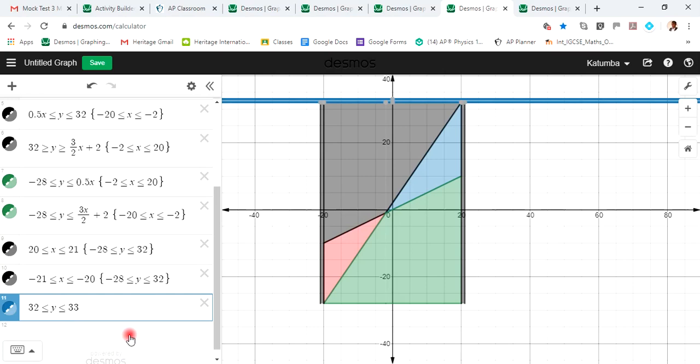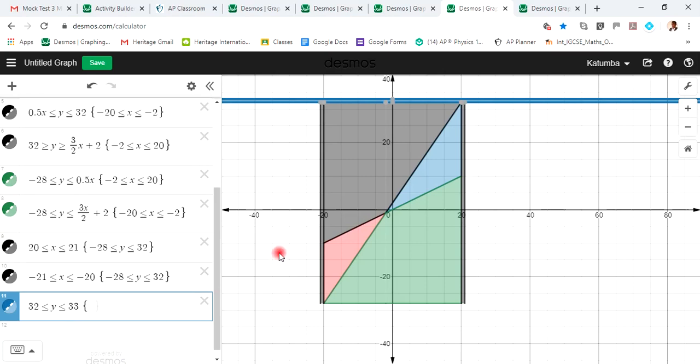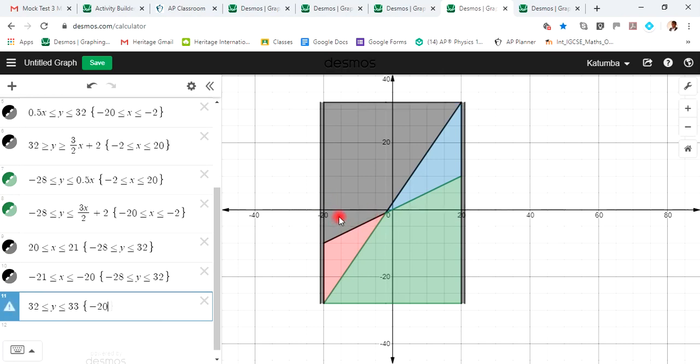And for that, I want x. Now this is where you need to be careful. If I do x from negative 20 to 20, then it will leave that funny gap at the top, and I'll have to fight very much to replace that funny gap.